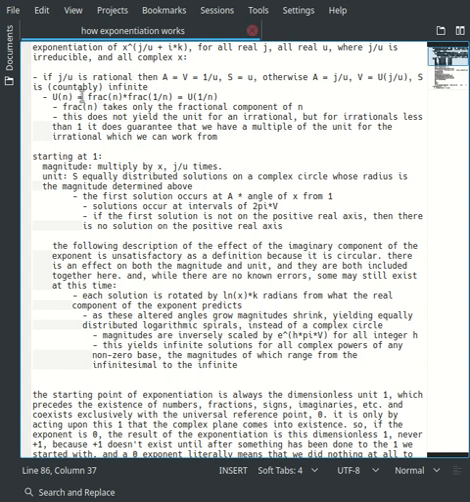Now, the u function, u of n, is the fractional component of n times the fractional component of the inverse of n, which happens to be the same as u of 1 on n, or the inverse of n, right? And frac n takes only the fractional component of n. This does not yield the unit for an irrational, but for irrationals less than 1, it does guarantee that we have a multiple of the unit for the irrational, which we can work from.